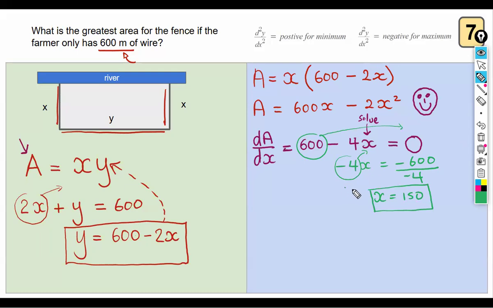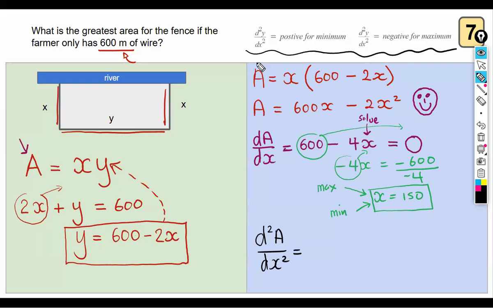The problem is we don't know whether this value of x will give us a maximum area or a minimum area. We know x is 150, but we need to make sure that it's a maximum and not a minimum. So what do you all have to do now? Remember the first differential, 600 minus 4x. Differentiate one more time. What do you get when you differentiate that one more time, to get d squared A dx squared?